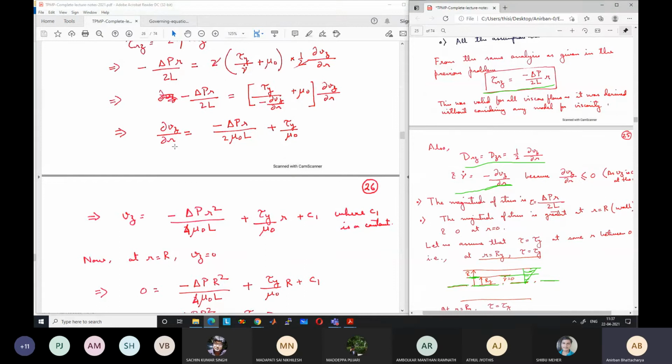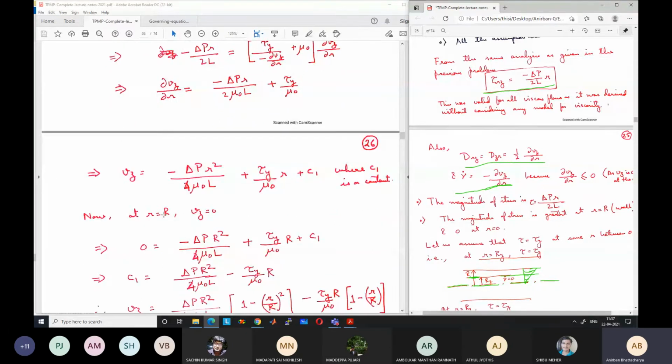So if you integrate it with respect to r, we will get Vz is equal to minus ΔP r square by 4 μ0 L for this term, plus τ_y by μ0 r from this term, plus some constant c1. Okay, this is the expression of velocity. Now at r is equal to capital R, Vz is equal to 0. At the wall the velocity has to be equal to 0.